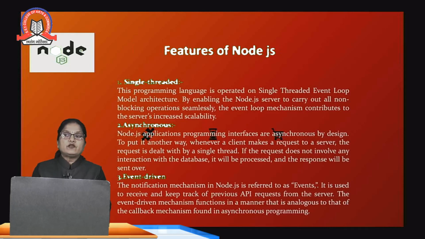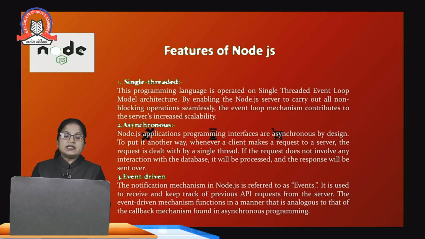Now we'll see features of Node.js. The first is single-threaded. It operates on a single-threaded event loop model architecture. By enabling the Node.js server to carry out all non-blocking operations seamlessly, the event loop mechanism contributes to the server's increased scalability.